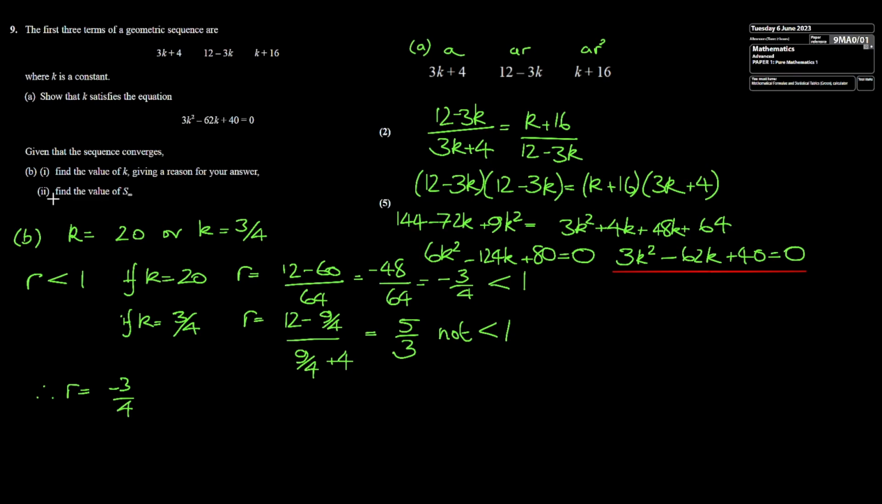So all we now need to do is the sum to infinity. So substituting our values in, this is equal to 64 divided by 1, r being negative 3/4. This is 1 plus 3/4. And this turns out to be 256 divided by 7. And that's the answer to the second part of question 9.